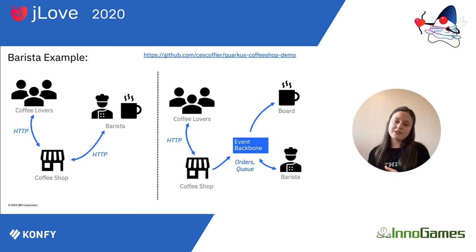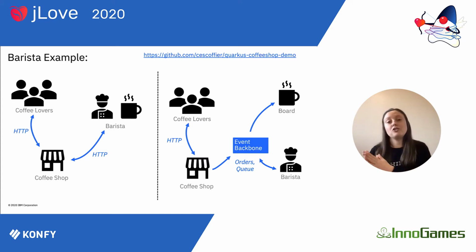Well, in the coffee shop demo, we still have HTTP for the coffee lovers to place their orders, because if you're placing an order, you want immediate feedback to say, has my order been accepted? But then we put this event backbone between the coffee shop and the barista. This allows the coffee shop to place new orders onto the event backbone and then respond to the coffee lovers and allow the coffee lovers to go and sit down. And the coffee shop can then process the next person in the queue.